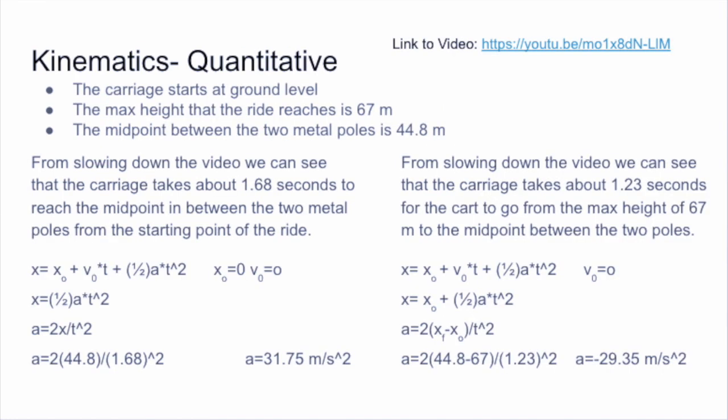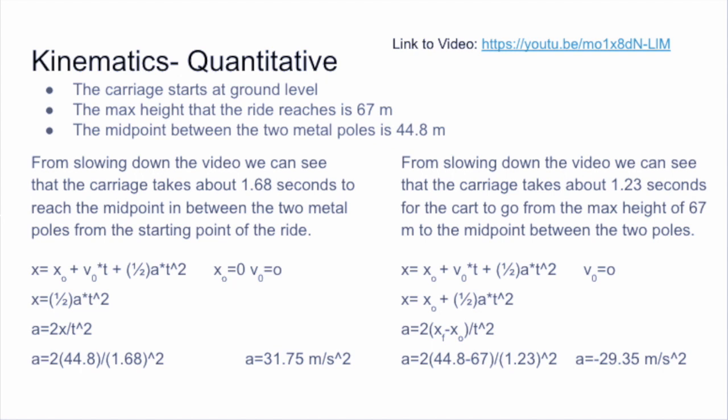Now on to the quantitative part. First, we have to start with some numbers here. The carriage starts at ground level, so the initial height is 0. The max height the ride reaches is 67 meters. The midpoint between the 2 metal poles is 44.8 meters. From slowing down the video, we can see that the carriage takes about 1.68 seconds to reach the midpoint in between the 2 metal poles from the starting point of the ride.